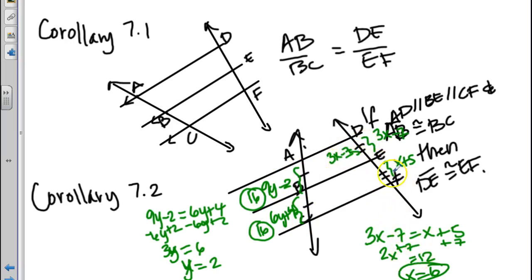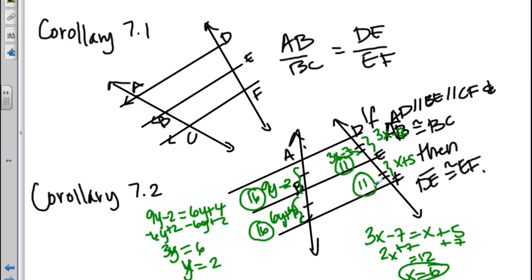So when I plug in 6 here, it should check. 3 times 6 is 18, minus 7 is 11, and then 6 plus 5 is 11. Okay, so simple math kind of got me right there.